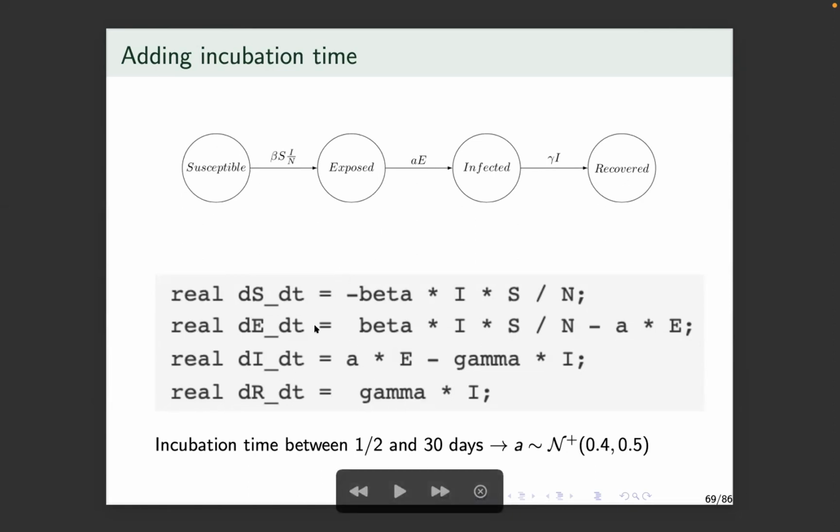So in the SIR function that Julien had presented, we just add a new term, which is A times E. And so we just need to add a prior to this new parameter A, and we put a normal(0.4, 0.5), which is quite weakly informative because it just means that most of the probability mass for the incubation time is between half a day and 30 days. So it's just the right order of magnitude. It's not 1 year, it's not 10 seconds, but it's still very weakly informative.